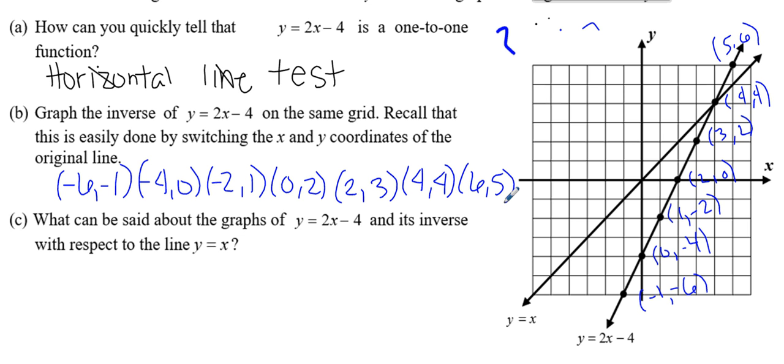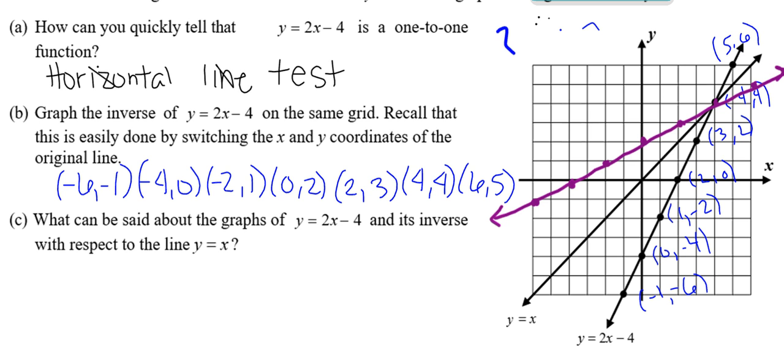So B continues to say to go ahead and graph it. At this point, I'm going to change my color to purple so we can distinguish it better. Negative 6, negative 1; negative 4, 0; negative 2, 1; 0, 2; 2, 3; 4, 4; and 6, 5. And then you would draw a straight line through those points.